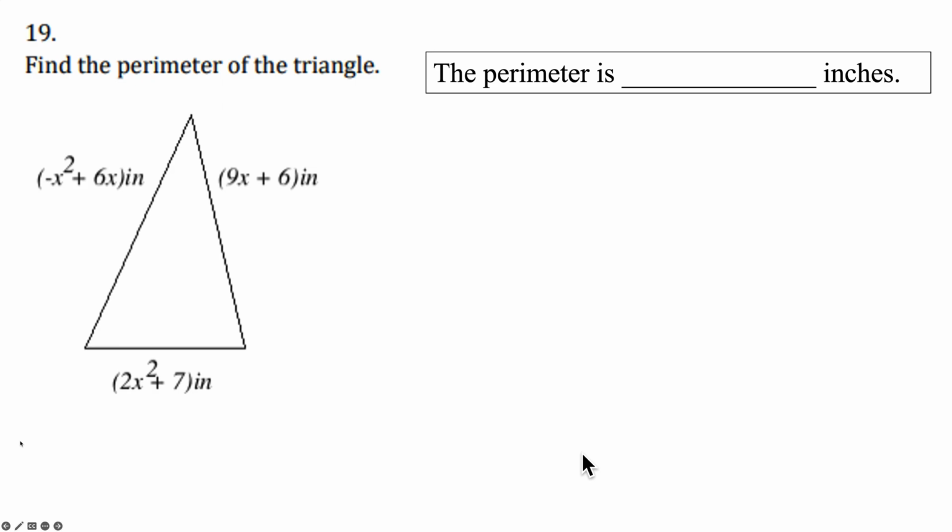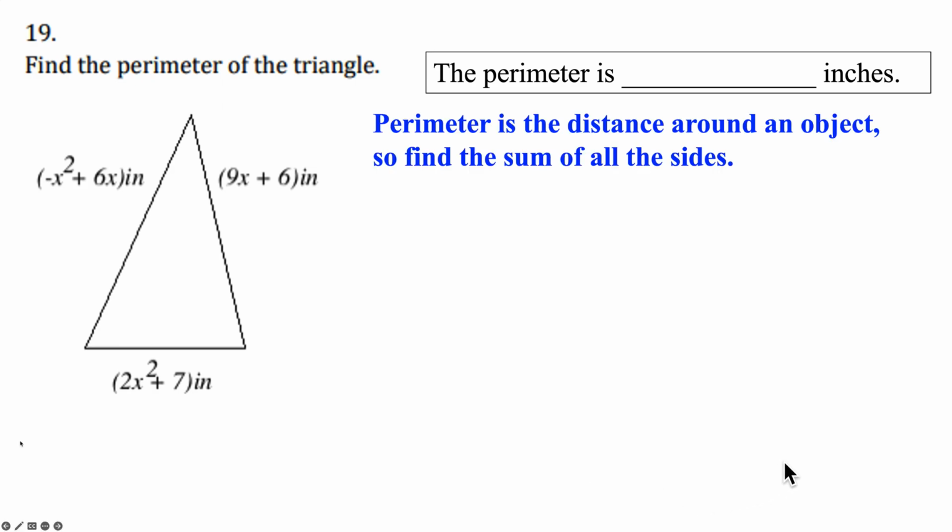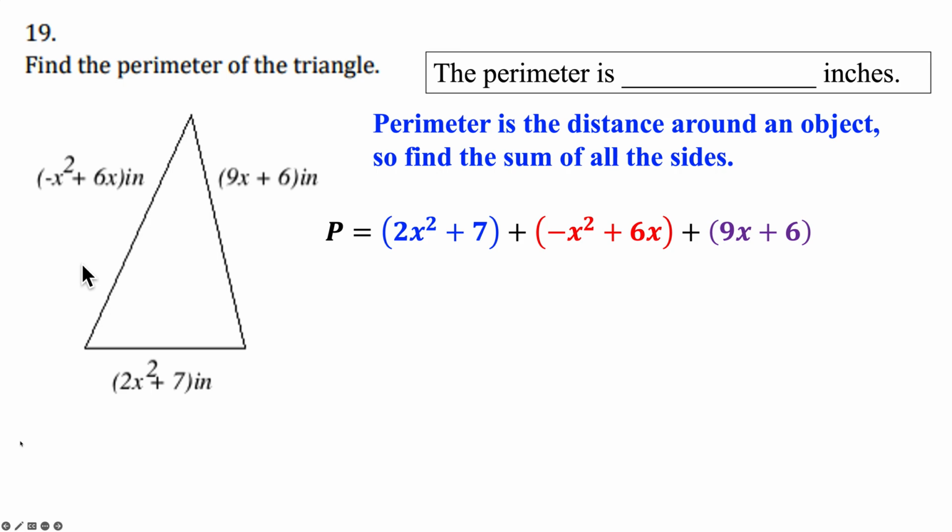19, find the perimeter of the triangle. Okay, the perimeter is the distance around the object, so we're going to add those three binomials together. So our perimeter is going to be the 2x squared plus 7, the negative x squared plus 6x, and the 9x plus 6. Combine like terms. 2x squared plus minus x squared is x squared, plus 6x plus 9x, that's plus 15x, 7 plus 6 is 13. And this is my answer that I'm going to put up for the perimeter in inches. And put parentheses around the whole thing. That's the best way to evaluate it.